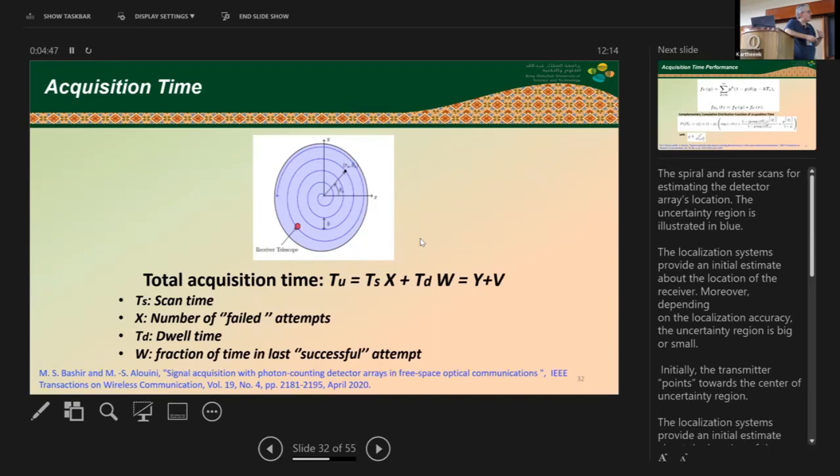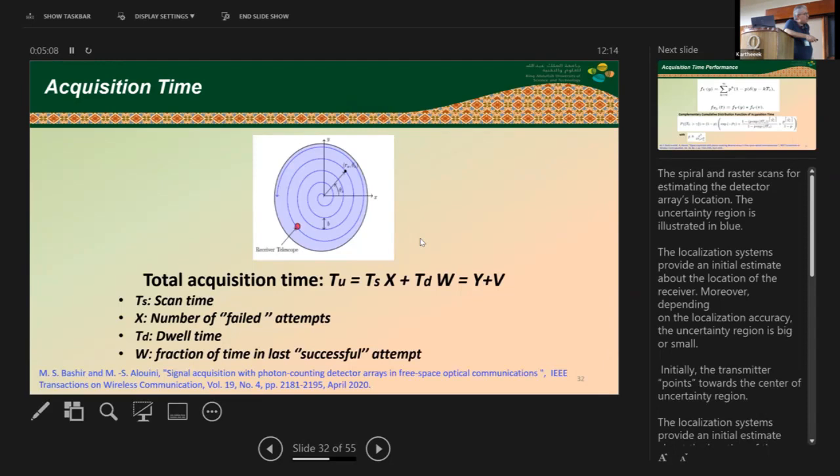What may happen is that the true location of the satellite is here, but the detector is not sensitive enough, so you have a misdetection. Basically, you can illuminate the satellite but you're not able to detect that it's there, which means you have to go for another round.